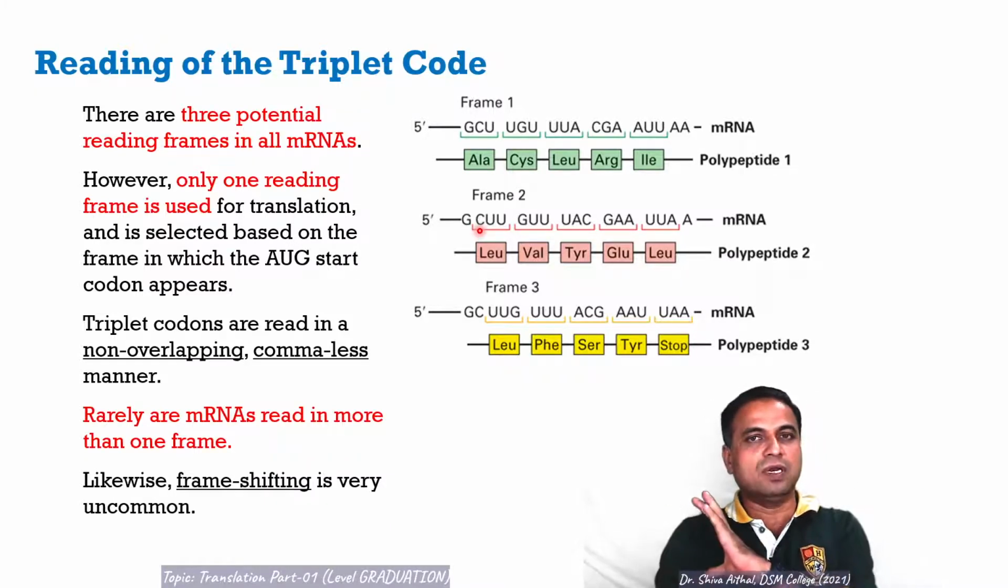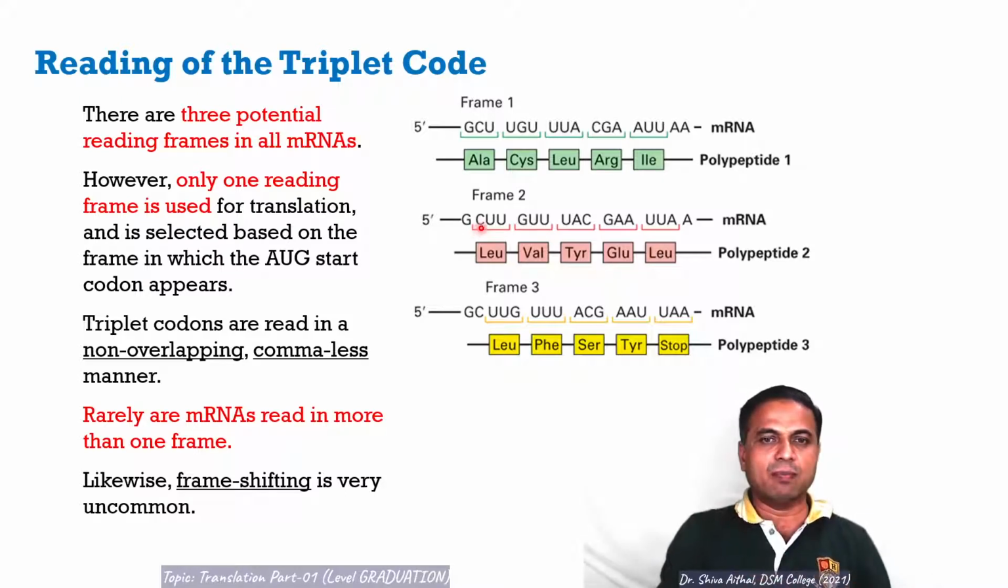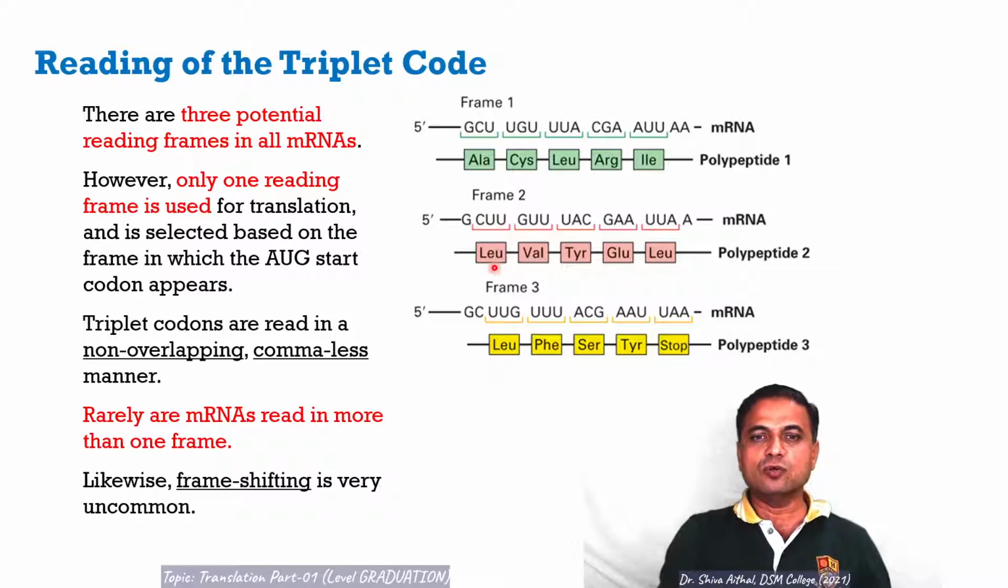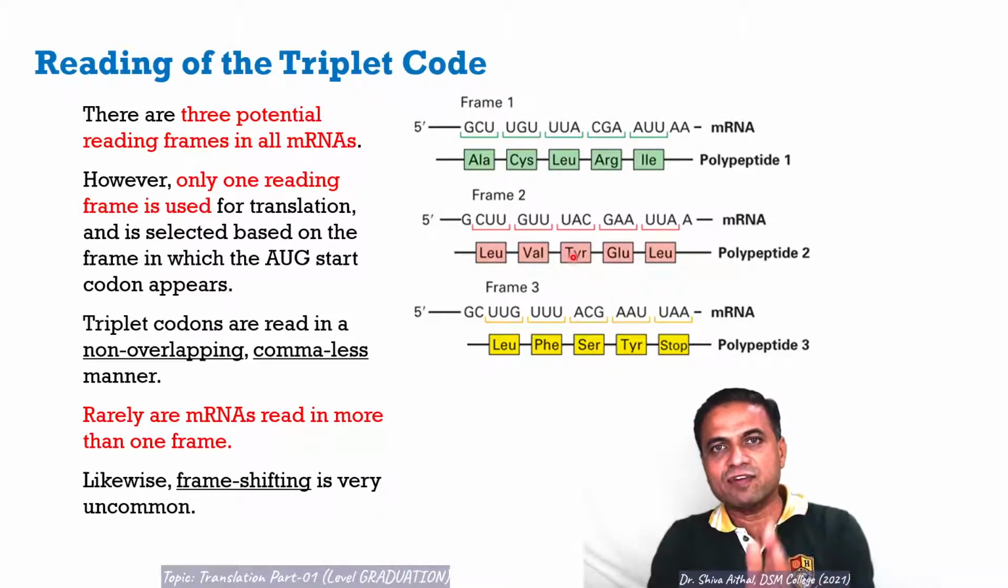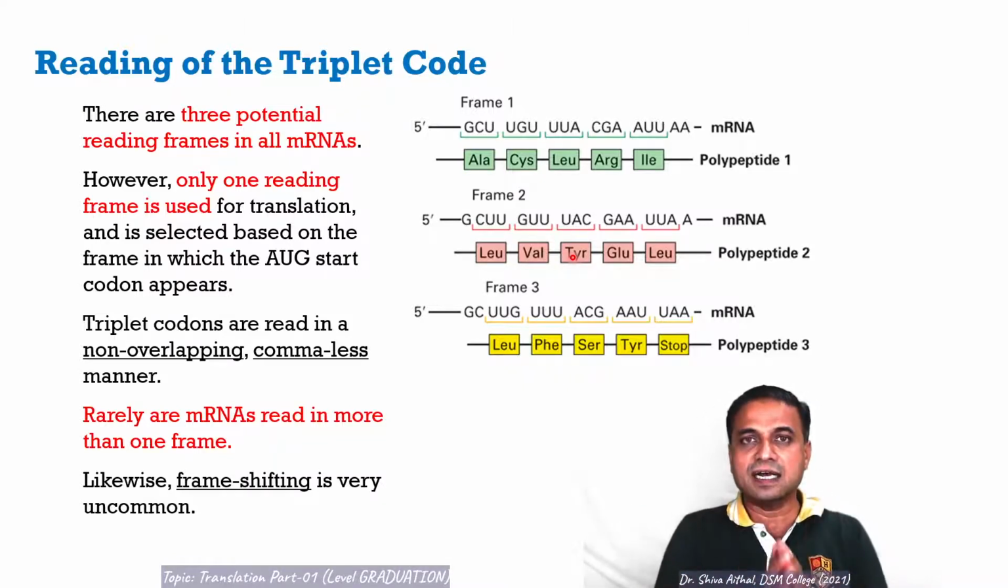All are possible, but in all the three reading frames, one thing is common: it is a comma-less code and it is a non-overlapping code. So CUU is the second possibility. Instead of alanine, leucine will be there, valine will be there, tyrosine will be there, because the whole reading frame has shifted by one base. This also is a possibility. All these are done by a combination of the ribosome, and the reading here is done by tRNAs. So you have to understand what tRNA is, its structure and function.